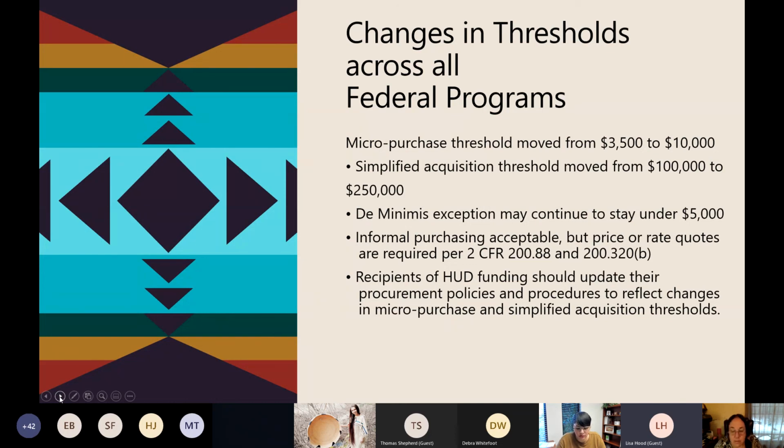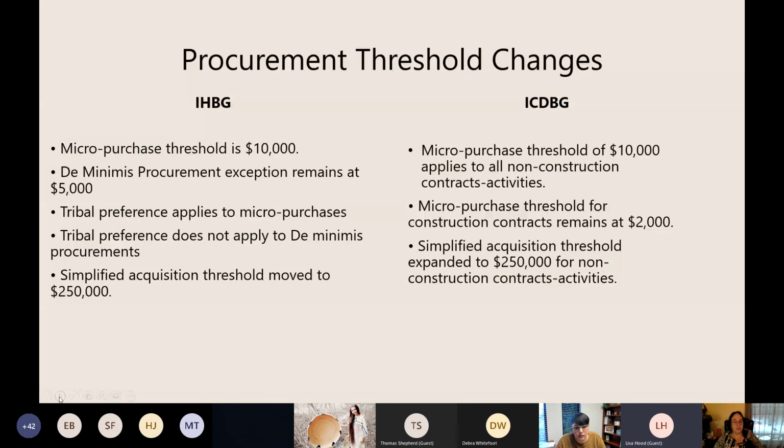Recipients of HUD funding should update your procurement policies and procedures to reflect changes in the micro purchase and simple acquisition thresholds. The changes, like I said, I just told you all the ones with the Indian Housing Block Grant. Micro purchase 10,000, de minimis procurement exception remains at 5,000. Tribal preference applies to micro purchases. Tribal preference does not apply to de minimis procurements. Simplified acquisition thresholds move to 250,000.